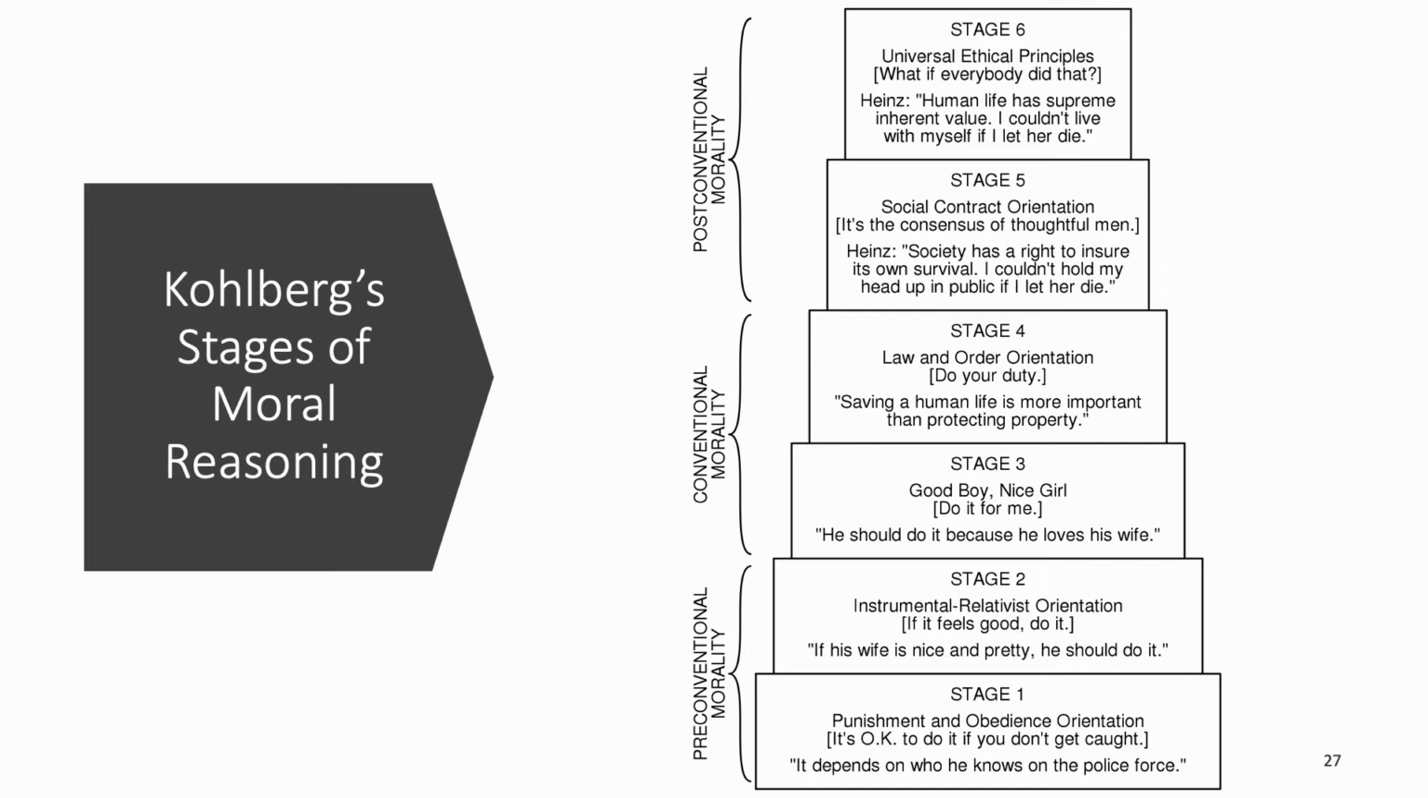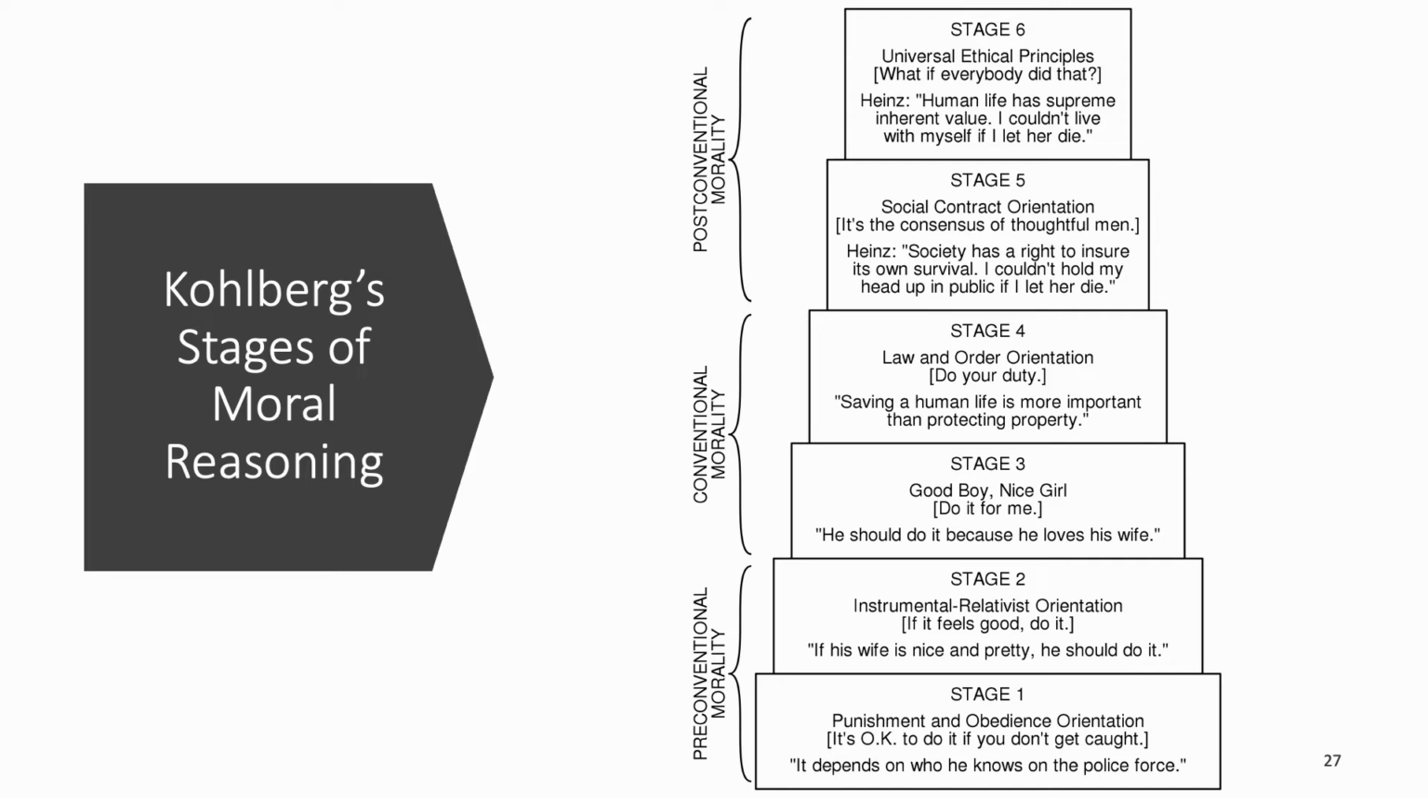But stage 1 is orientation toward punishment and obedience. Children obey because they don't want to be punished. Stage 2 is instrumental purpose and exchange. Here, children conform to rules because it meets their own self-interest. So, I'm not stealing because I don't want to go to jail. In stage 3, it is maintaining mutual relationships, approval of others, and the golden rule of do unto others as you would like them to do unto you. Children want to please others and to be seen as a good person.